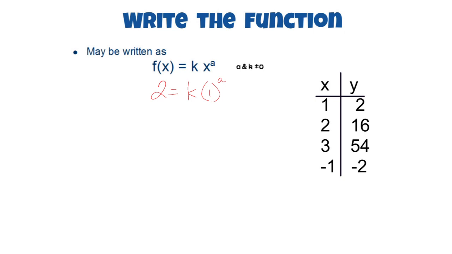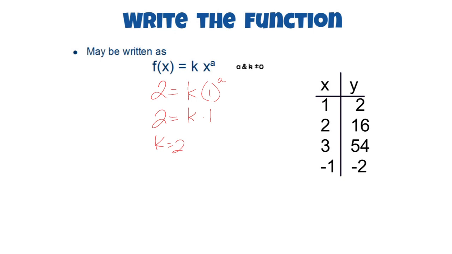If you take a 1 to the a power, it doesn't matter if a is 2 or 7 or 33 or negative 15. 1 to any power is always 1. So what this is allowing me to do is to ignore the a for a minute so that I can figure out what k is. All right, so k is going to be equal to 2.